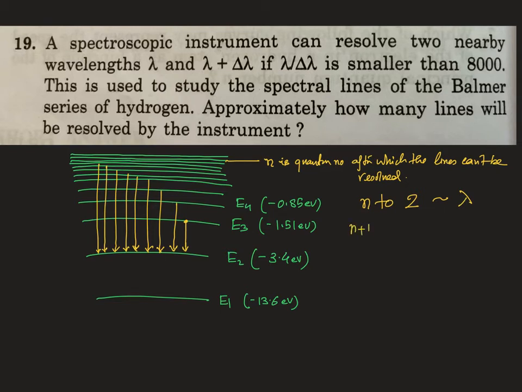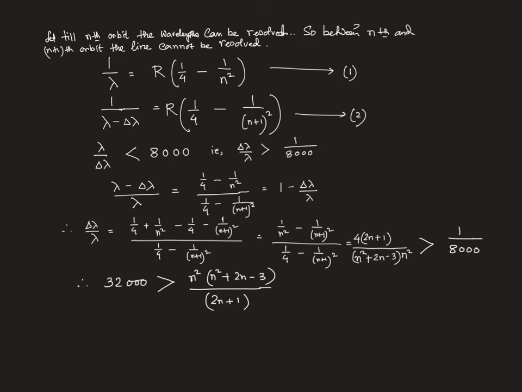Now from n plus 1 to 2, the wavelength would be lesser, right? So suppose lambda minus delta lambda. Obviously, a higher energy gap means a lesser wavelength. So we have to find this maximum value of n. After that, the gap is very small, delta lambda is very small, so the instrument cannot resolve beyond that. So let the maximum quantum number be n. Now see the solution, next page.